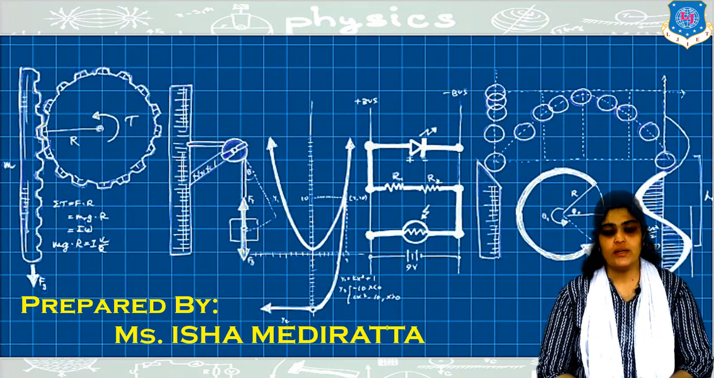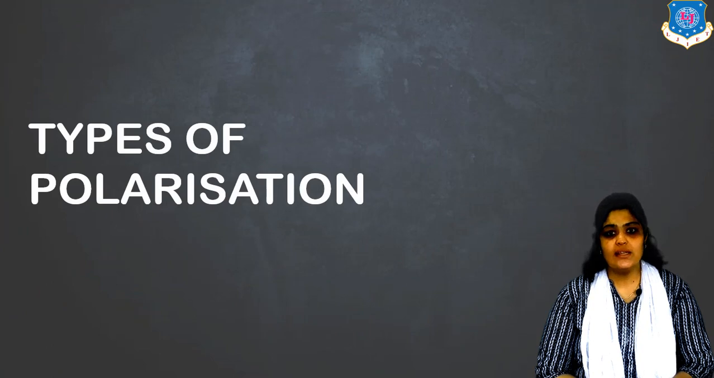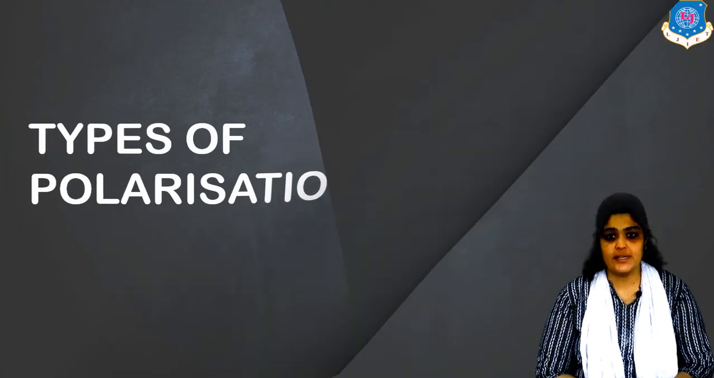In today's video, we will be discussing types of polarization in a dielectric material, local or internal field of a dielectric material, and a very important equation which is known as Clausius-Mossotti equation. So let's start. We'll start with types of polarization first.